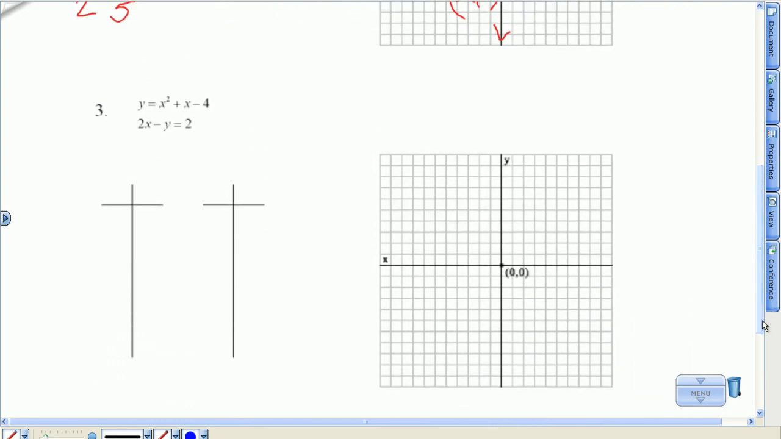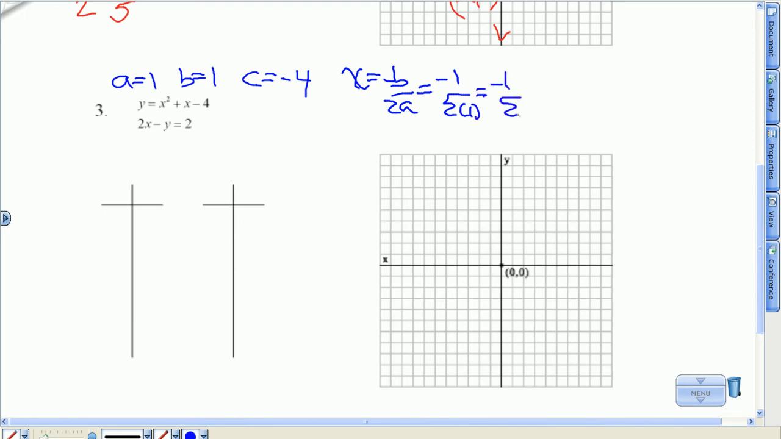Y equals x squared plus x minus 4. Our buddy, the fractional axis of symmetry, is going to come in here, and it's not going to matter. We're going to ace it. So we have a equals 1, b equals 1, c equals negative 4. So x is equal to negative b over 2a is negative 1 over 2 times 1, which is negative 1/2, or x equals negative 0.5.